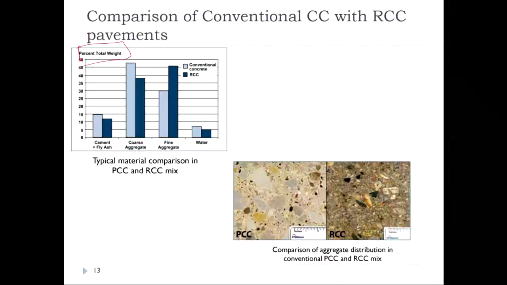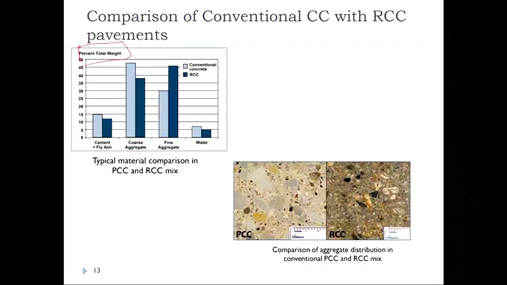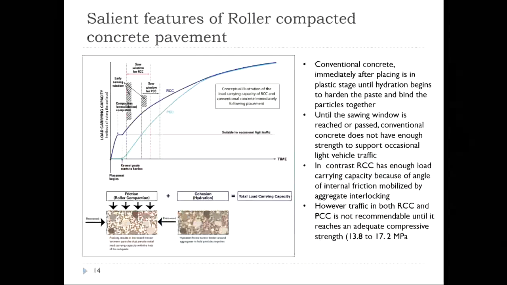Now, this is a cut section view, a comparison between aggregate distribution in the case of conventional PCC and RCC mix. Now, let us try to understand when we could open this for traffic.